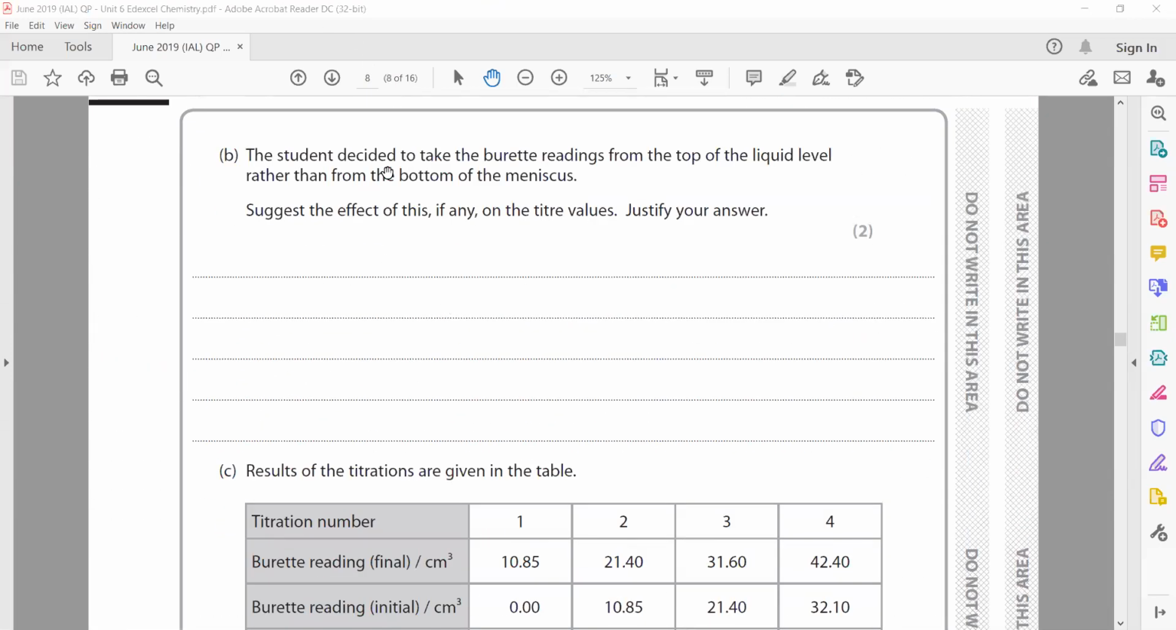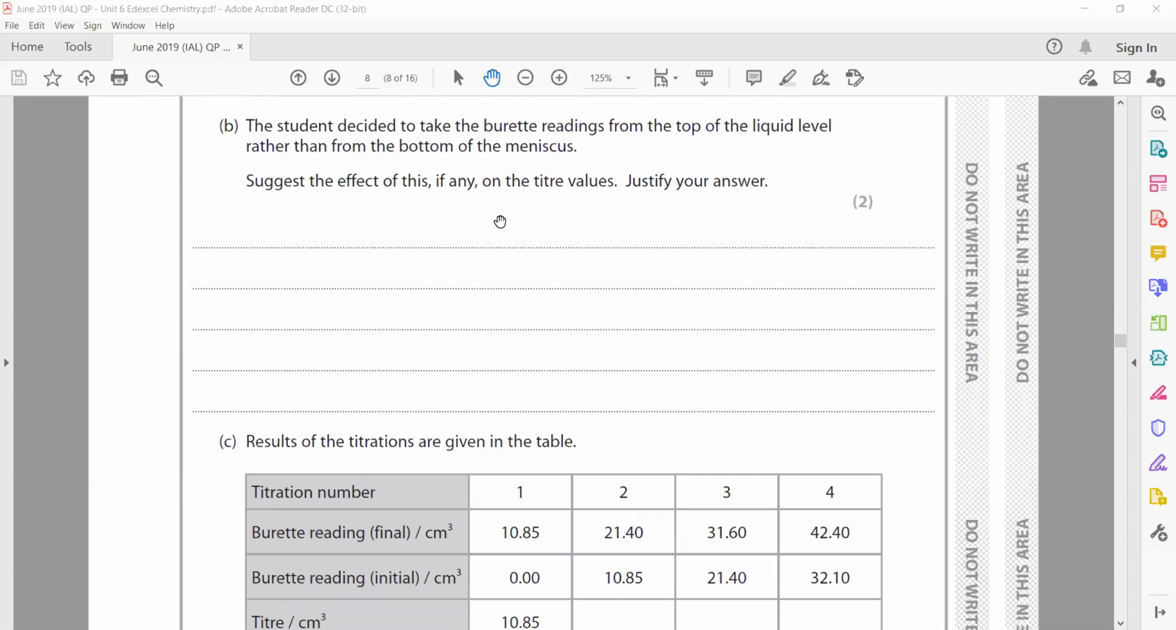The student decided to take the burette reading from the top of the liquid level rather than from the bottom. What is the effect? Look, if a student is reading the upper meniscus both times, or both times he is using the lower meniscus, it will not affect the result. Why will it not affect the result? Because the difference will be the same.